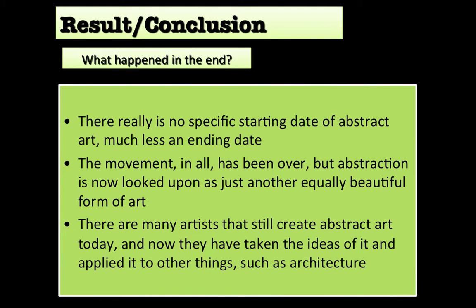Now, what happened in the end? What is the conclusion of abstract art? Now, there is really no specific starting date of abstract art, much less an ending date. There is no, okay, abstract art started in 1873 on May 4th and ended in 1945. It didn't work like that. The movement in all has really been over, but abstraction is now looked upon as just another equally beautiful form of art. There are many artists that still create abstract art today, and now they have taken the ideas of it and applied it to other things such as architecture.